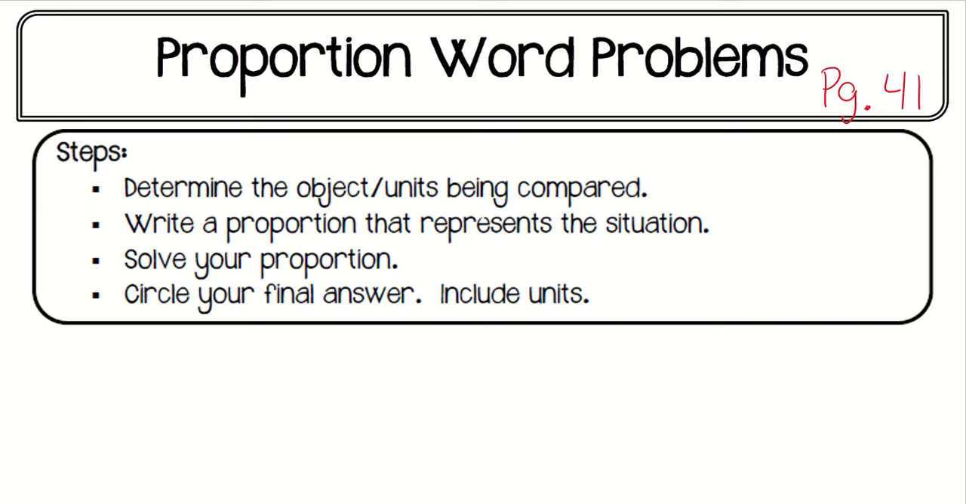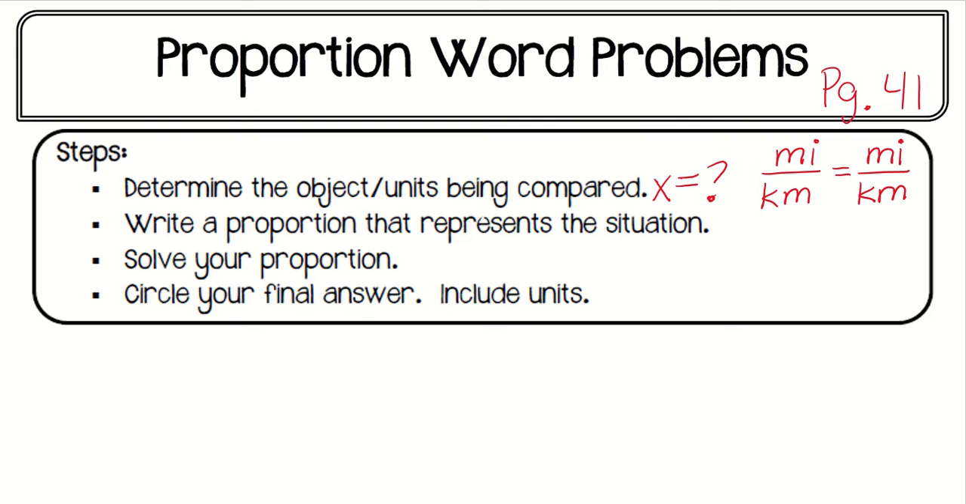Okay, so for proportion word problems, there are a few things that we need to write down that are going to be very important for us. First, we're going to go through these steps. Determine the objects/units being compared. What we mean by that is define your variable. So that means tell me what are we looking for? What does x equal? Also, build a proportion with your units so that we can see that all of your units are consistent.